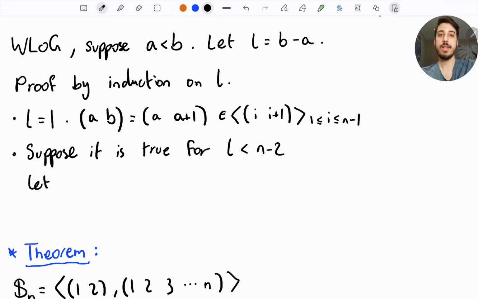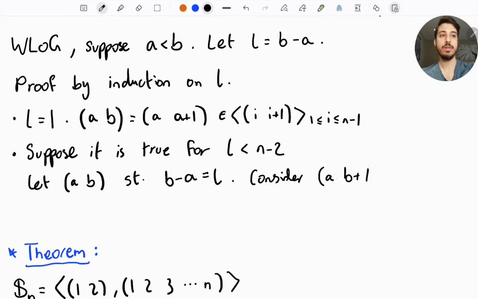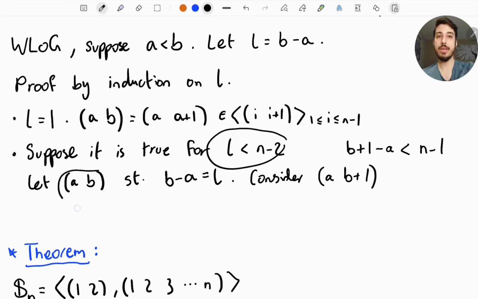Let the transposition (A B) be such that the difference between A and B is equal to L. Okay? So the difference of A and B is strictly less than n minus 2. And now consider (A, B plus 1). This time, B plus 1 minus A is not less than n minus 2. It's actually equal to or less than n minus 1. So it's beyond what we have supposed. What we've supposed is just true for (A B), not for (A, B plus 1).